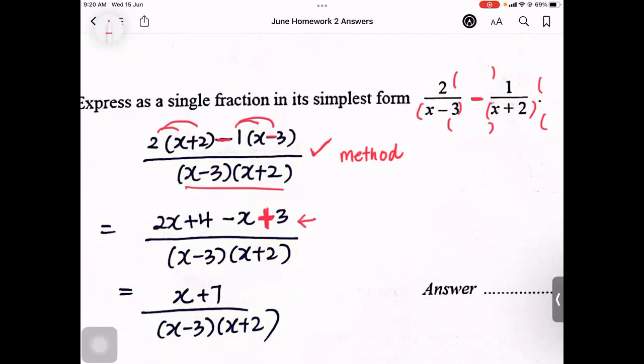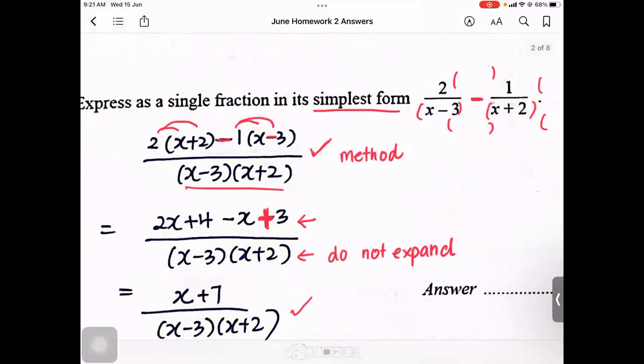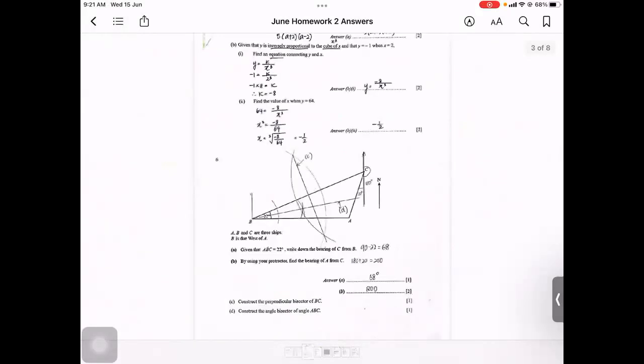Then after expansion, this one will be the answer. We only expand and simplify the numerator. Do not expand the denominator. Okay, do not expand. Any fraction in simplest form should always come in factorized form, as much as possible, to show that there are no other common factors. So try not to expand your denominator. Okay, next question.